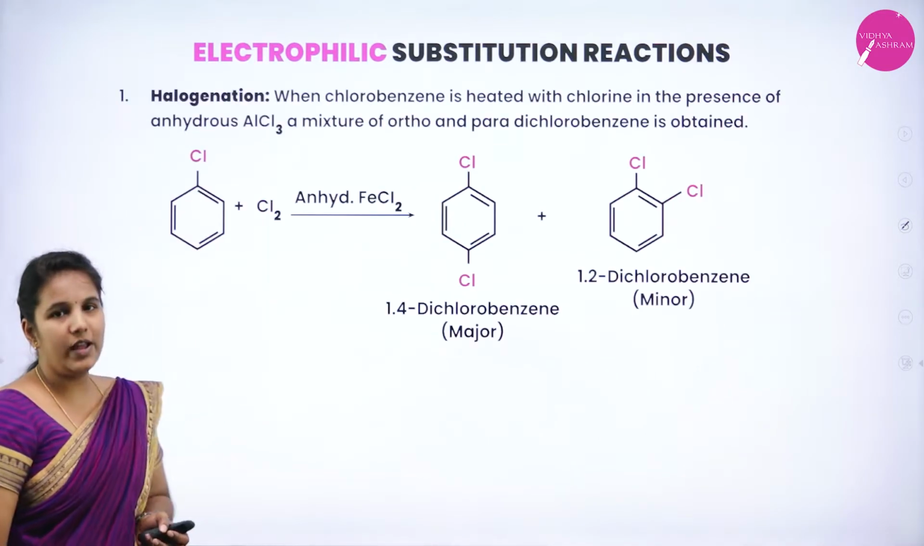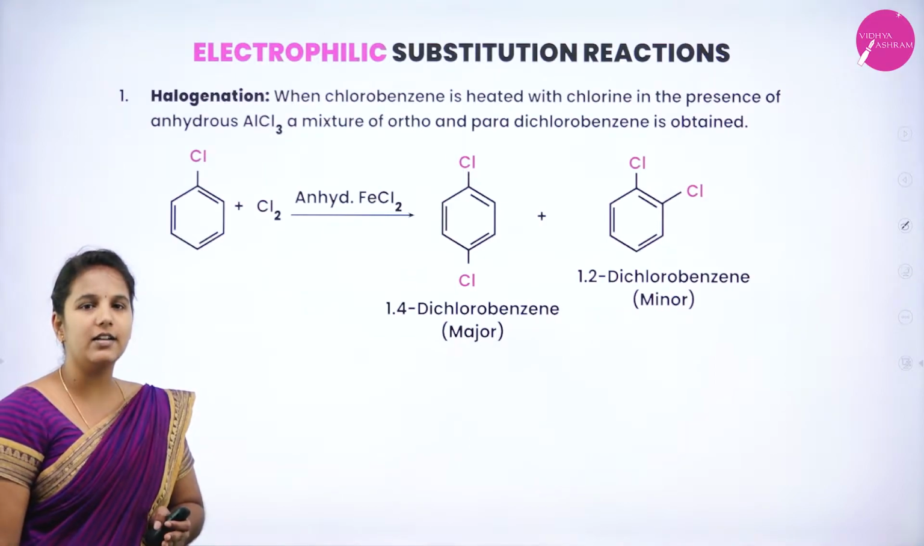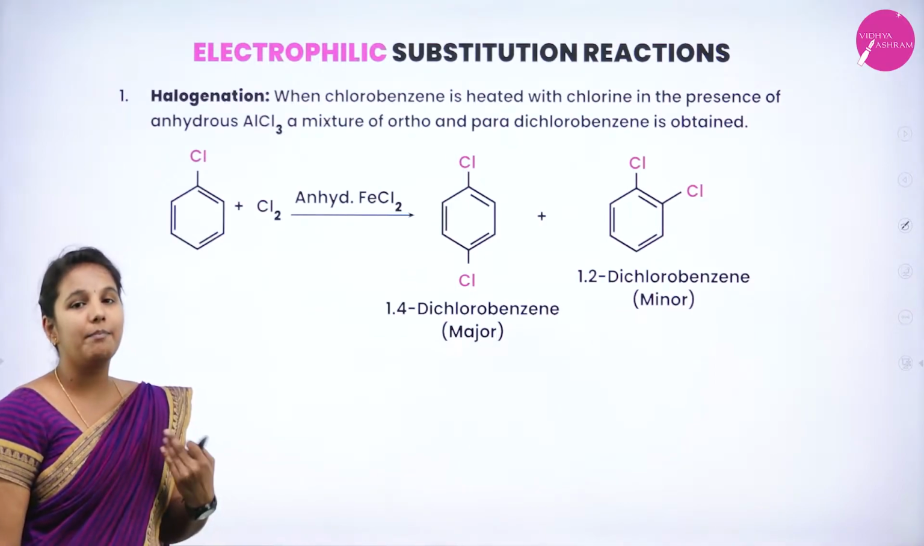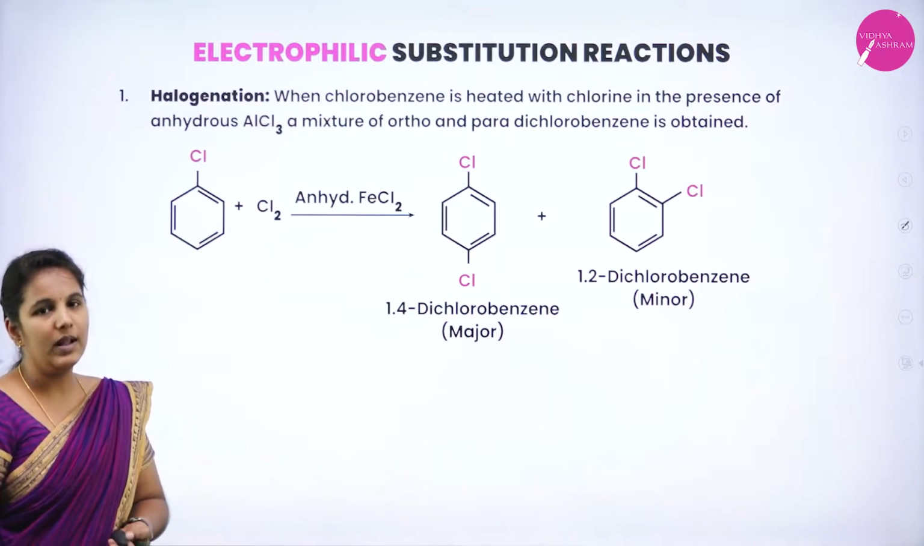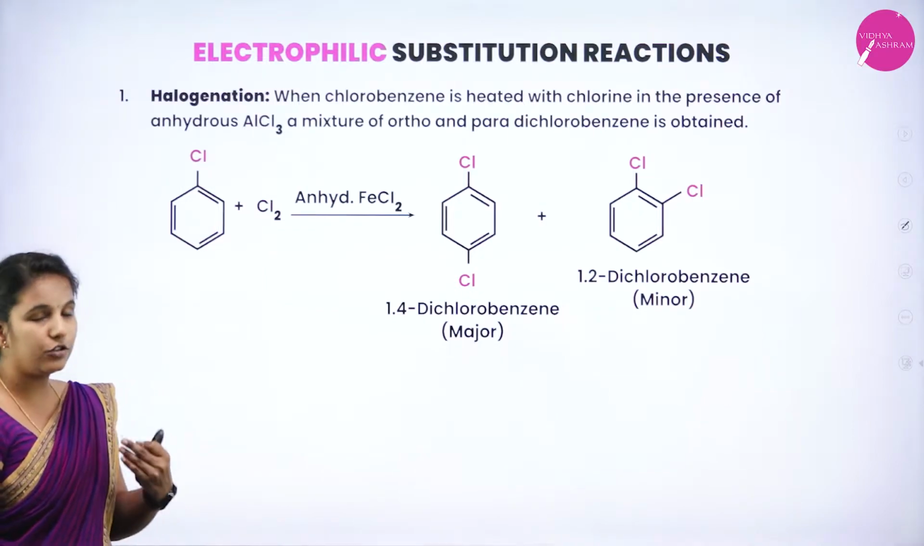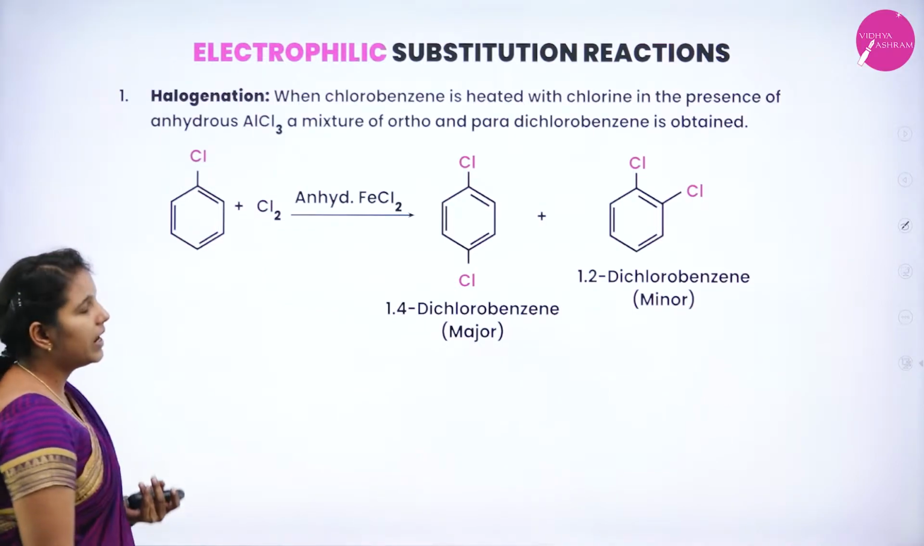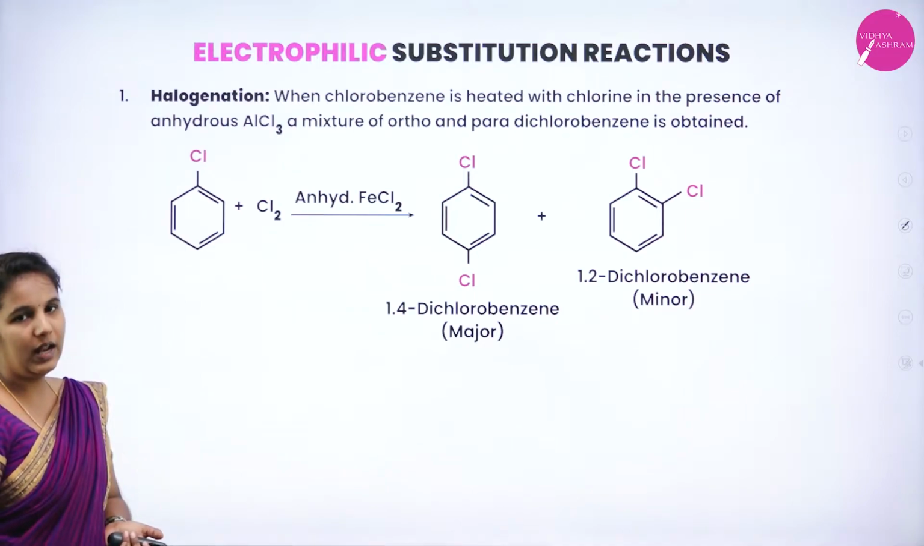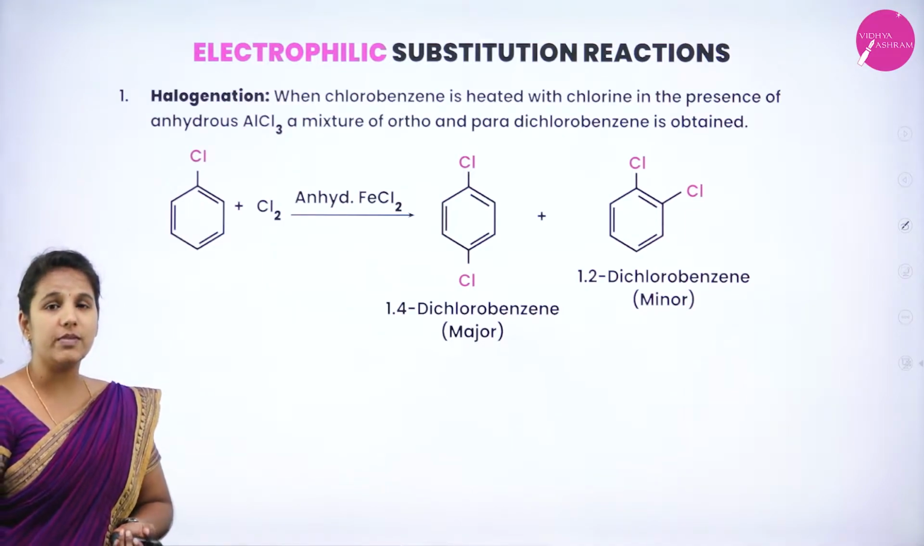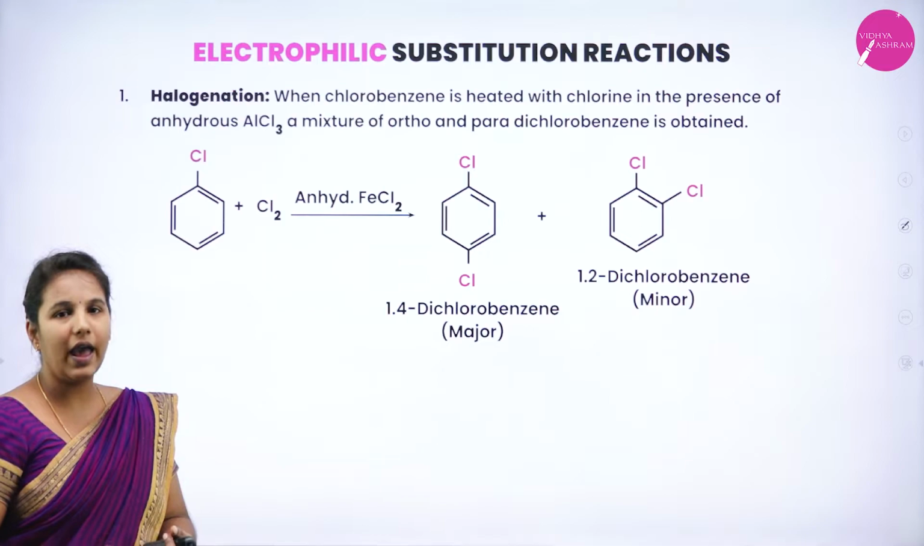We'll see some examples so that you will understand how the ortho and para substituted products are formed by electrophilic attack. First I'll go with halogenation. Here halogenation means the process of adding the halogen atom.